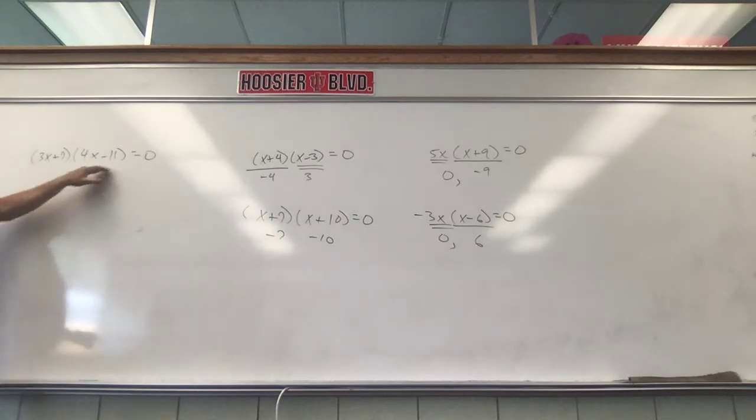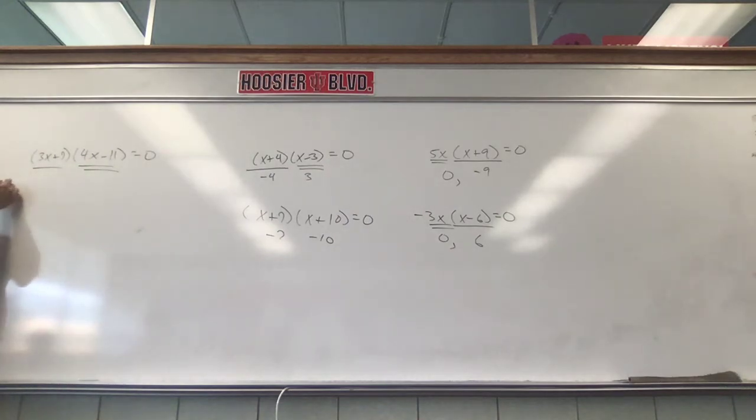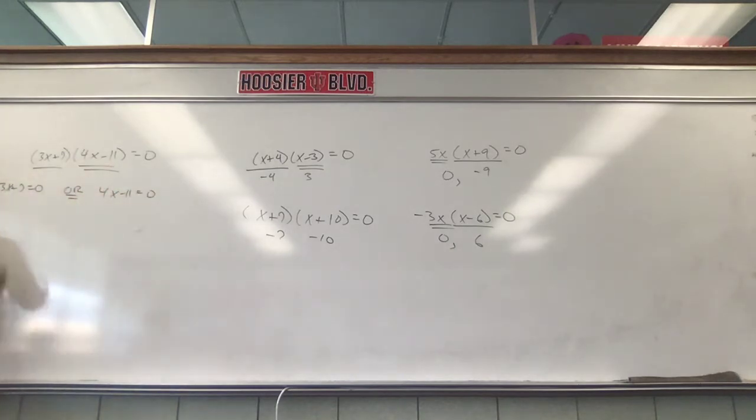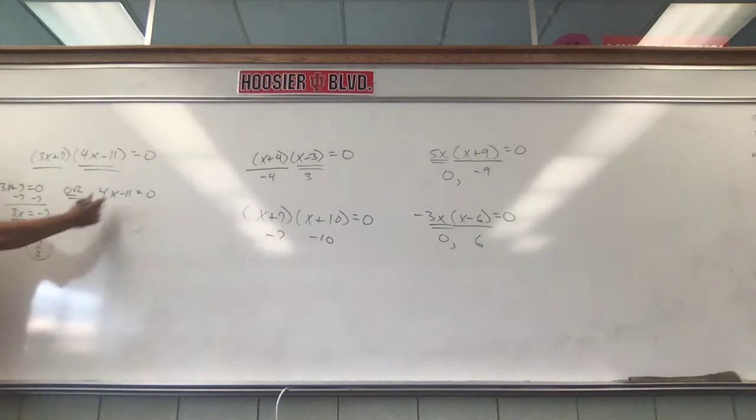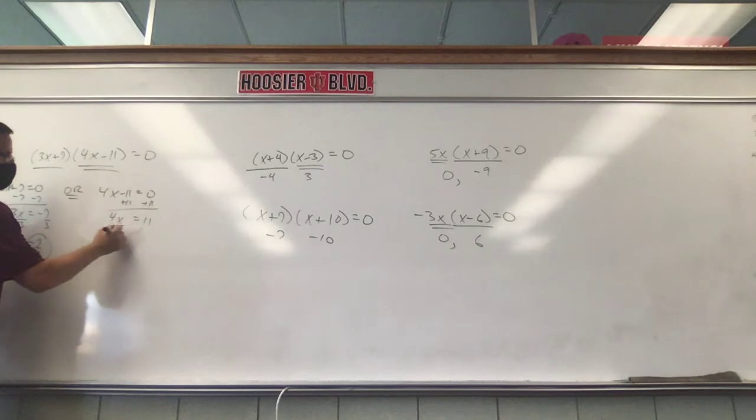This times this is 0. So either this is 0 or this is 0. I'm going to write this out. Don't write this out. 3x plus 7 equals 0, or 4x minus 11 equals 0. To solve this, we minus 7, 0 minus 7, then divide by 3. So negative 7 thirds. To solve this, we add 11, and then divide by 4. 11 divided by 4 is 11 fourths.